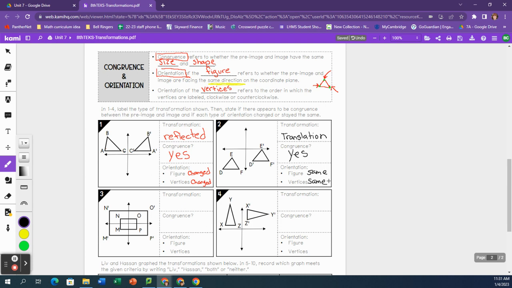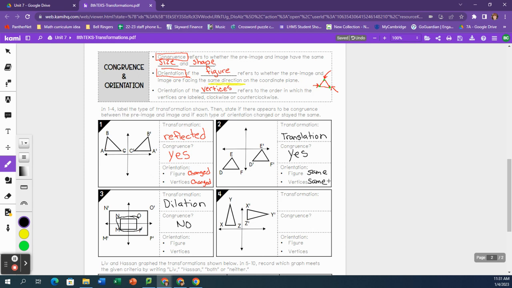Here's another one. Look at NMPO. NMPO, right here. It's smaller, and we got bigger. What transformation do we call that? We call that a dilation. Are they congruent? Are they the same size and shape? No.